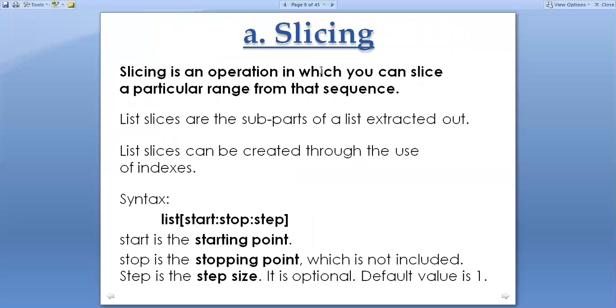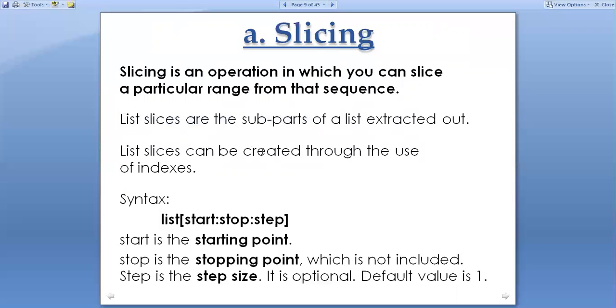So how to use slicing here? Slicing is an operation in which you can slice any value, a particular range from the sequence. See here, list slices are the subparts. What are list slices? These are the subparts of a list that are extracted out. You have to retrieve that value. List slice can be created through the use of index.